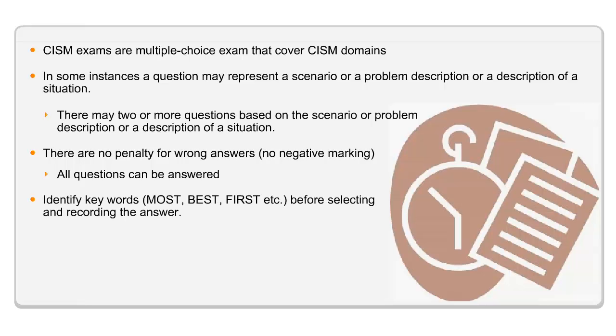It is important to identify key words, most, best, first, etc., before selecting and recording the answer. So far, we have discussed the syllabus, value of this certification to professionals and organizations, requirements, exam format, and question paper pattern. Let's proceed to understand about this tutorial offered by Simplilearn in the next slide.